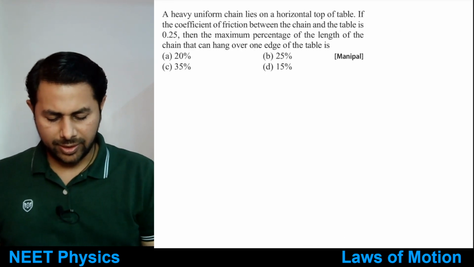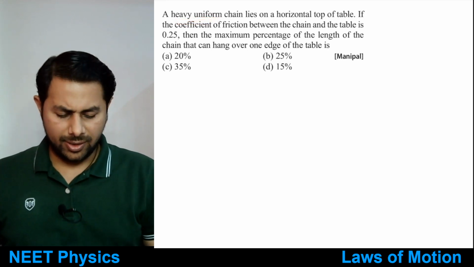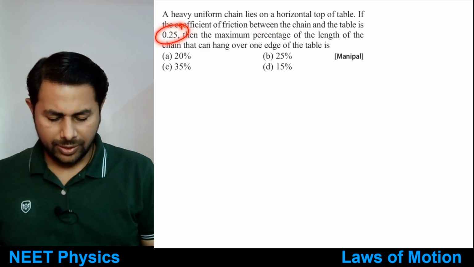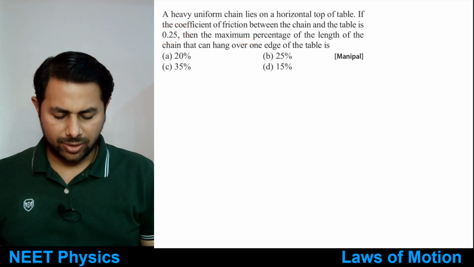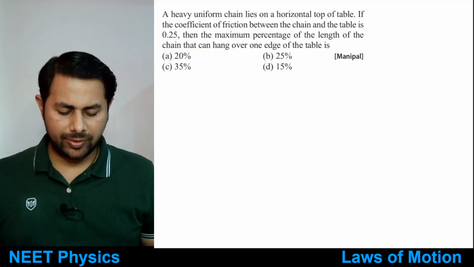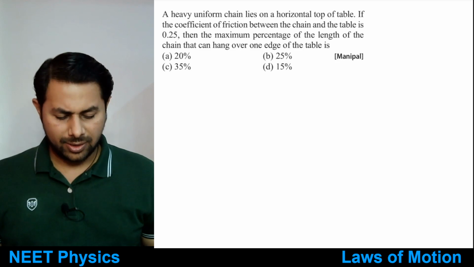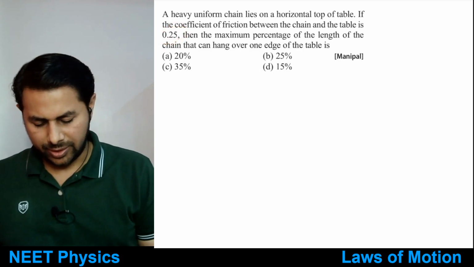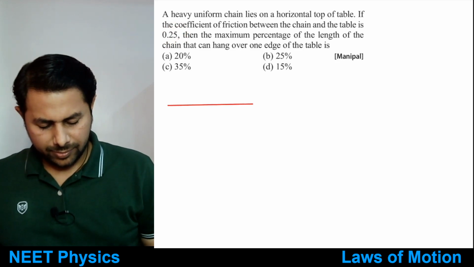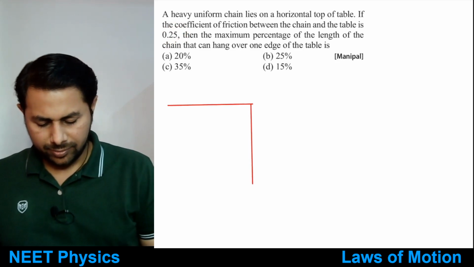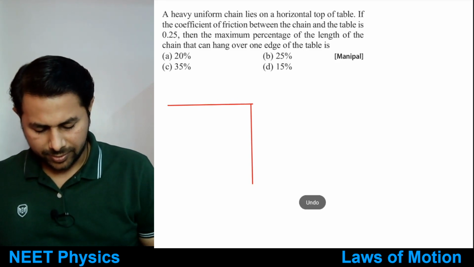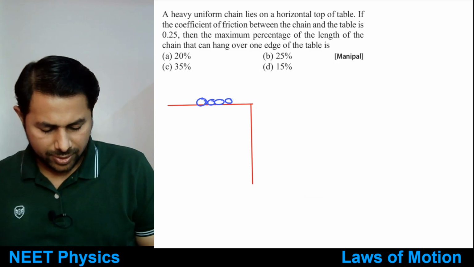Okay, let's see the next one. A heavy uniform chain lies on a horizontal top of a table. If the coefficient of friction between the chain and the table is 0.25, the minimum percentage of length of the chain that can hang over one edge of the table is. This is the question. Coefficient of friction is 0.25. Okay, tell me. So this is a table and you have a chain. The chain is like this. So this is the chain.